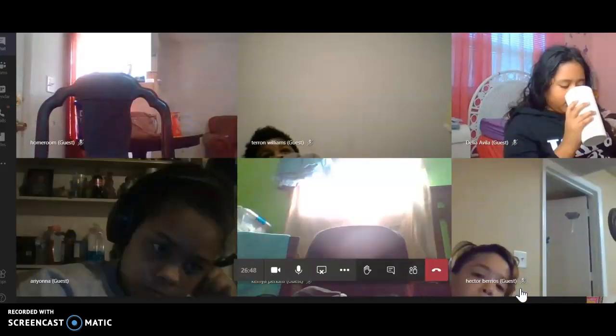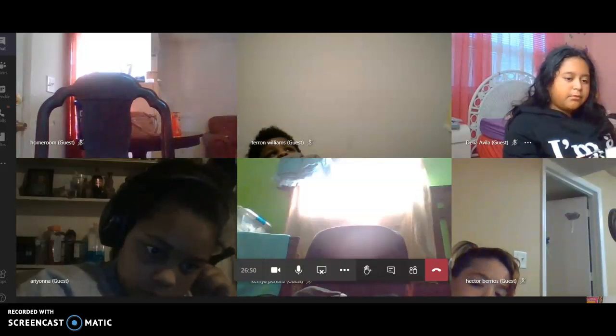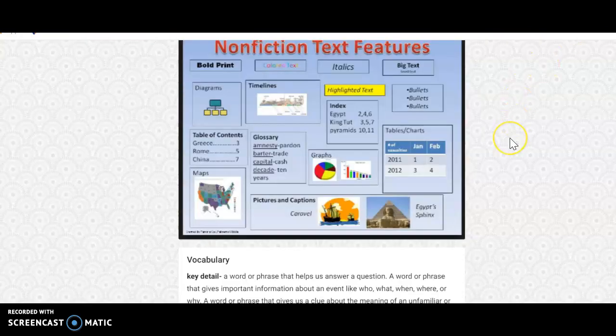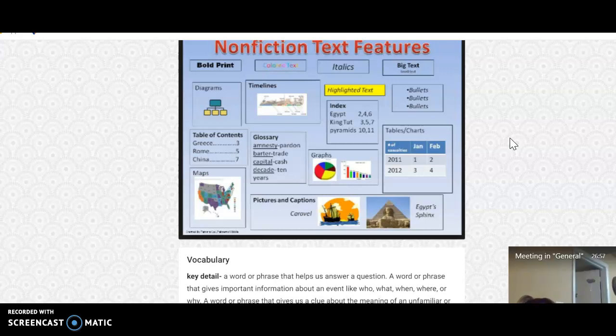There'll be graphs. And it's really important that I tell you guys that when I say that you have these nonfiction text features, that doesn't mean that every single piece of informational text, which informational is also nonfiction, it's real, is going to have all of these things all the time. It just means that you might see these, but these are all nonfiction text features.